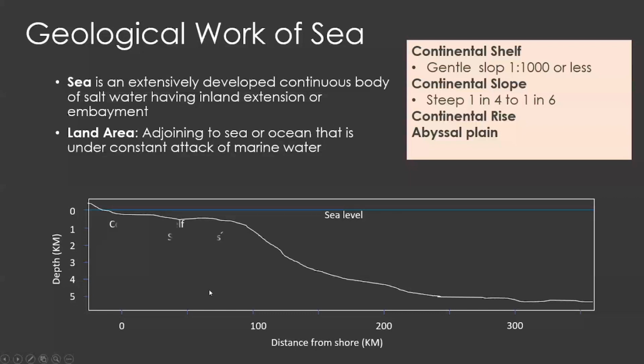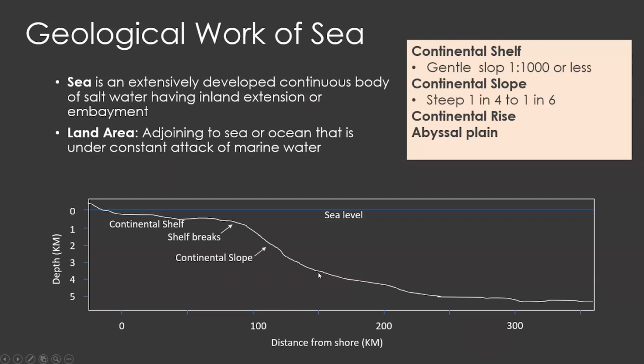If you start from the sea where it meets the continent, from there you see a gently sloping part of the land. This gently sloping part of the land, we call a continental shelf. This continental shelf comes here, and there is a sharp change in the slope, and it drastically increases. This portion we call the continental slope.